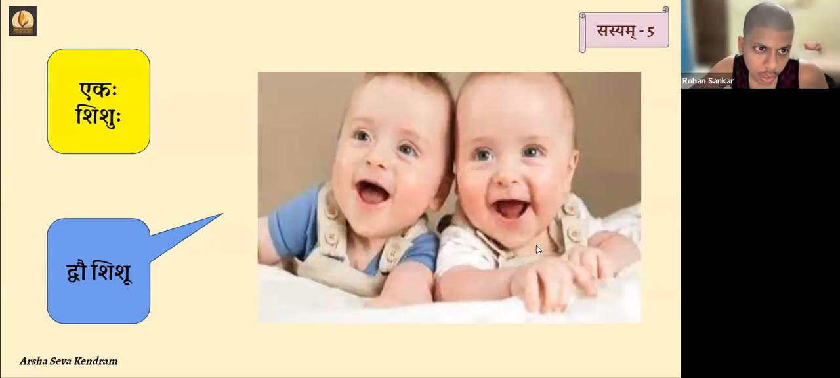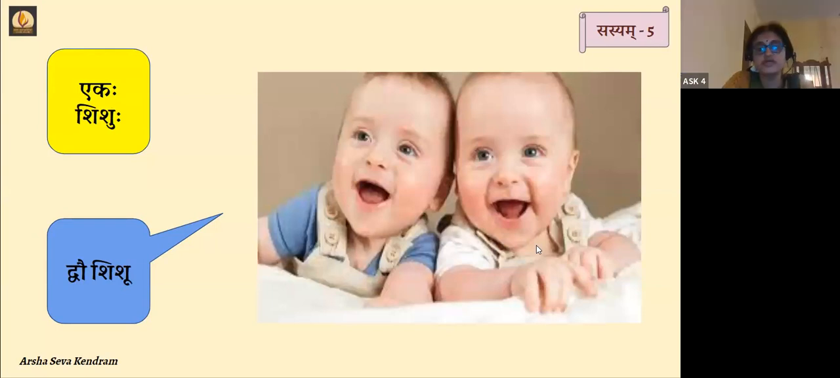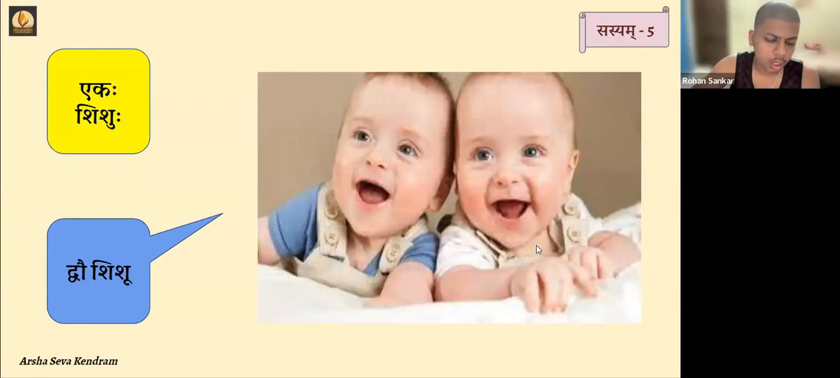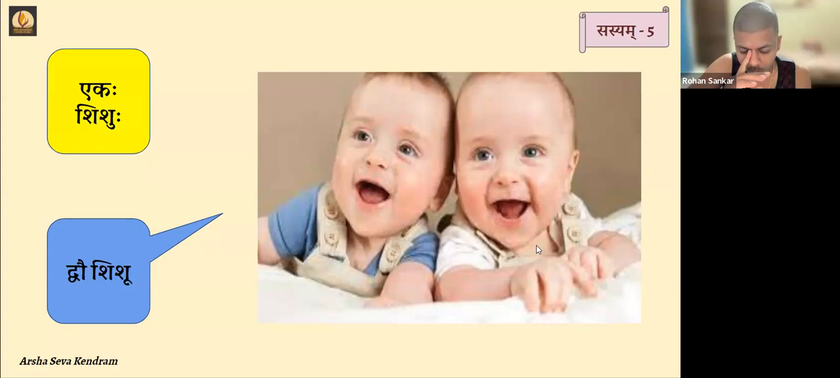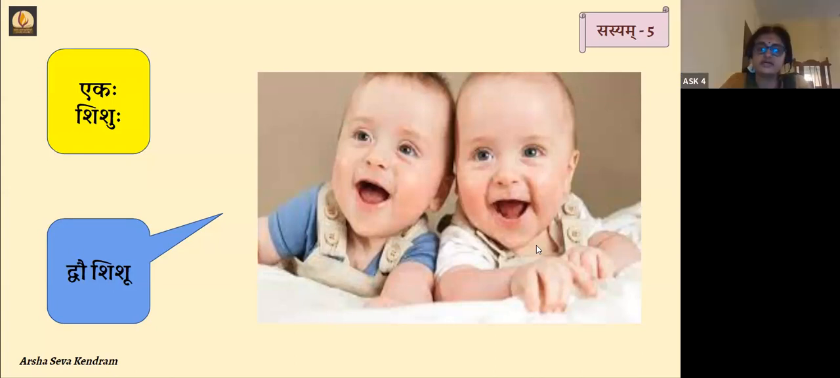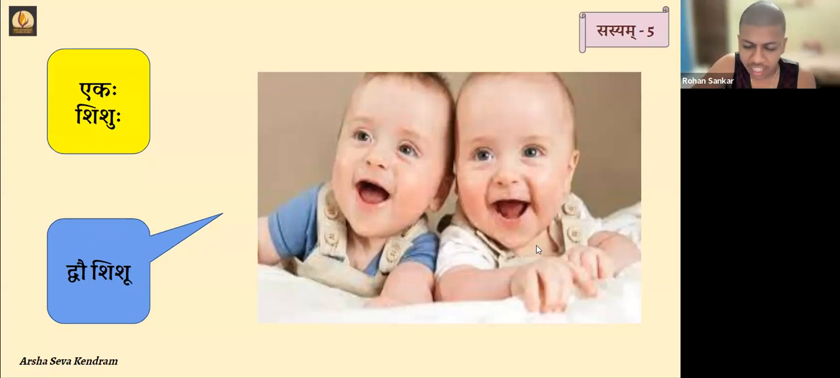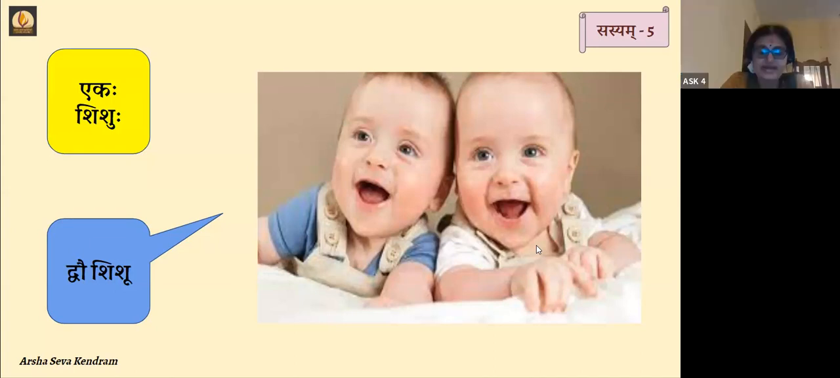एकः शिशुः, द्वौ शिशु, त्रयः शिशु. Say Guruhu Shabdaha. Guruhu. त्रीणि, त्रयः, शिशवः. Shishavaha. Samyak.